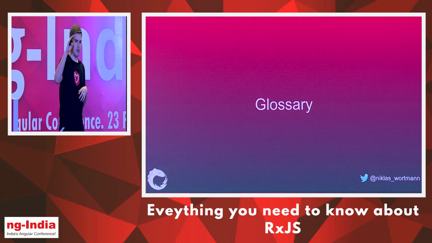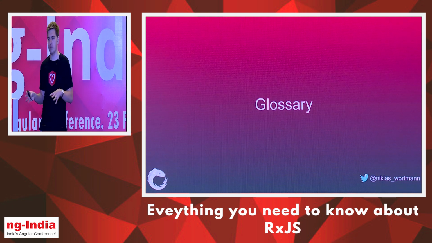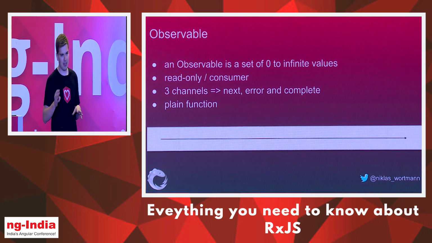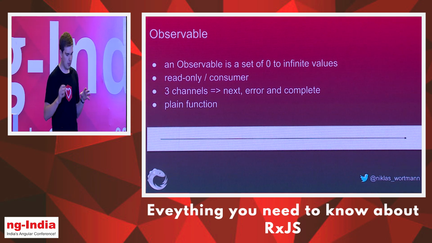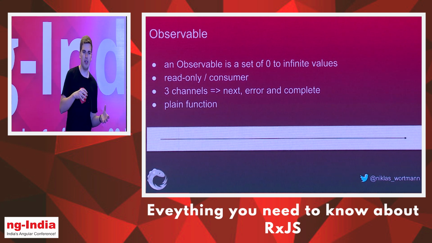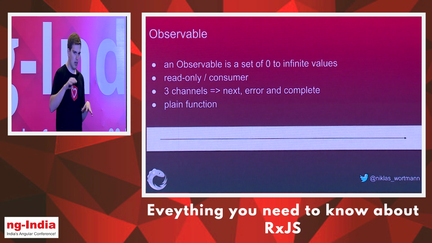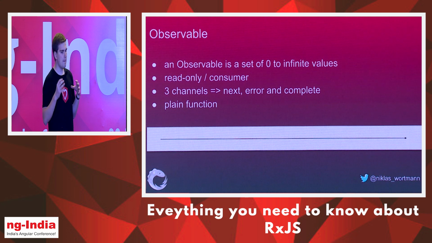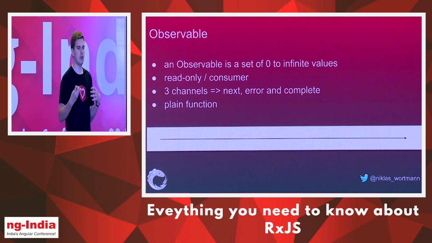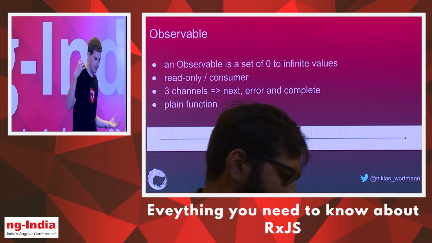Okay, so to get a basic or rough idea of what RxJS is about, I want to talk about the common terms so that we are all on the same page, right? The most important one, which all of you have to know about, is the observable. An observable is, like I already said, a stream. It's a set of values from 0 to infinite over a certain amount of time. It's also read-only, so we can't manipulate it directly, because we are just a consumer of values. So we just get some values and can do something with them, but we can't manipulate it, right?